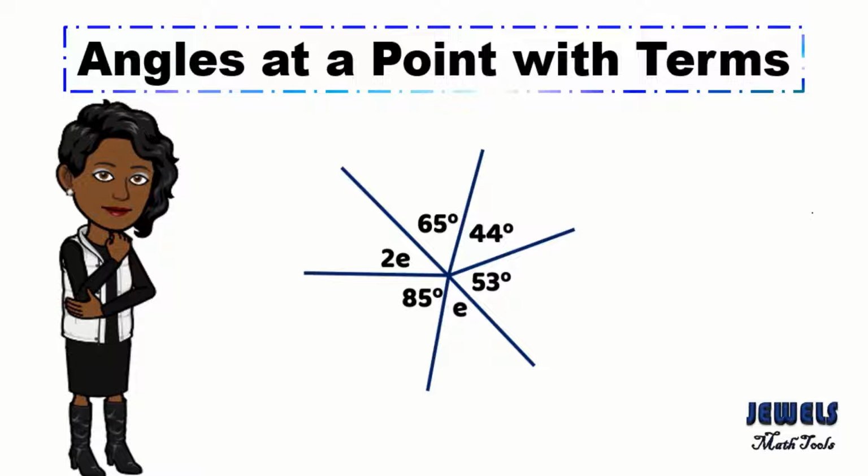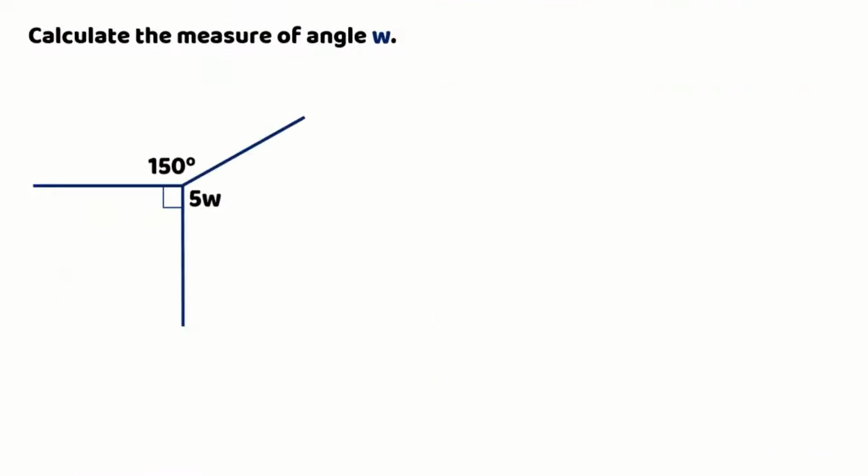In today's session, we will be calculating our angles at a point when we have terms involved. To begin solving our first question, we must first remember that all of these angles at a point, or angles around the point, all sum to 360 degrees.